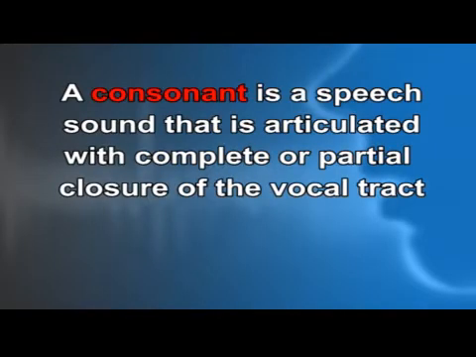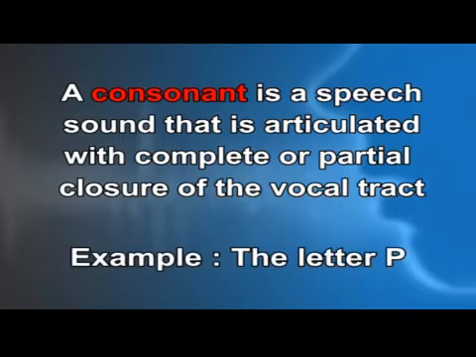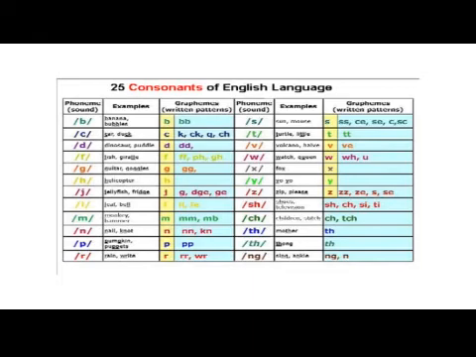Consonants. A consonant is a speech sound that is articulated with complete or partial closure of the vocal tract. For example, the letter P. In the English language, there are 25 consonant sounds. We have seen how the vowels of languages can be described in terms of values on a small number of dimensions or equivalently features.